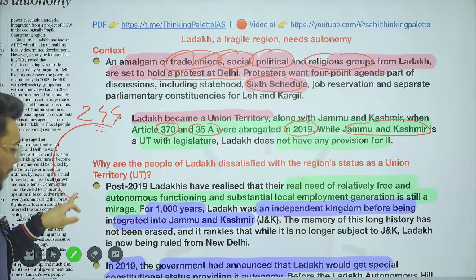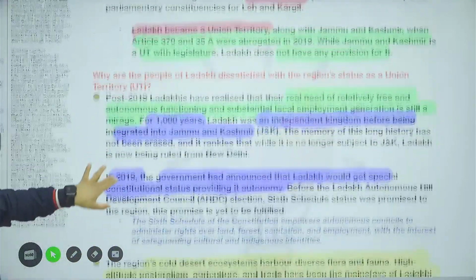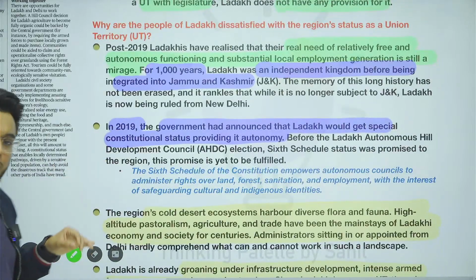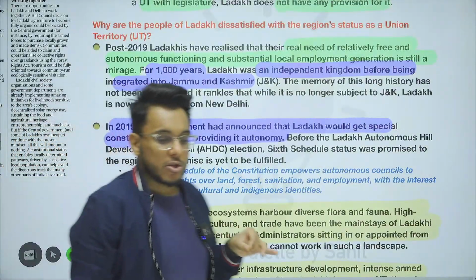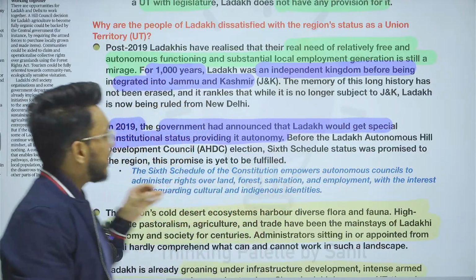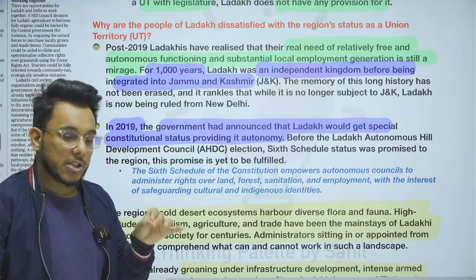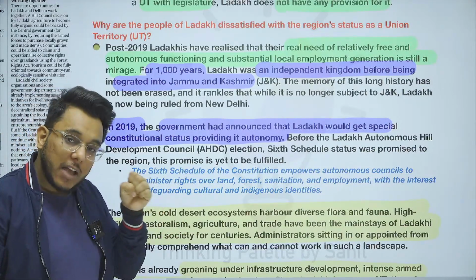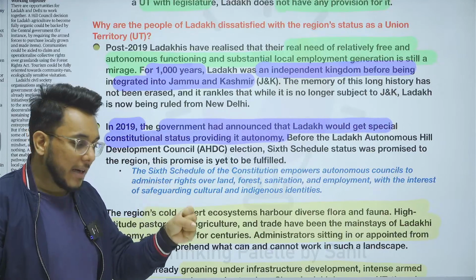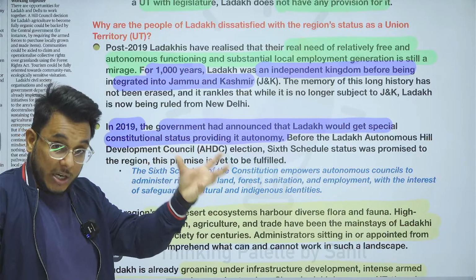Now, what happened after 2019 when the status of Jammu Kashmir and Ladakh was changed? The National Commission for Scheduled Tribes, as well as the Government of India, promised the people of Ladakh that they will be included in the 6th schedule, so that they have the power to control their matters, their legislative, their executive, their judicial matters.